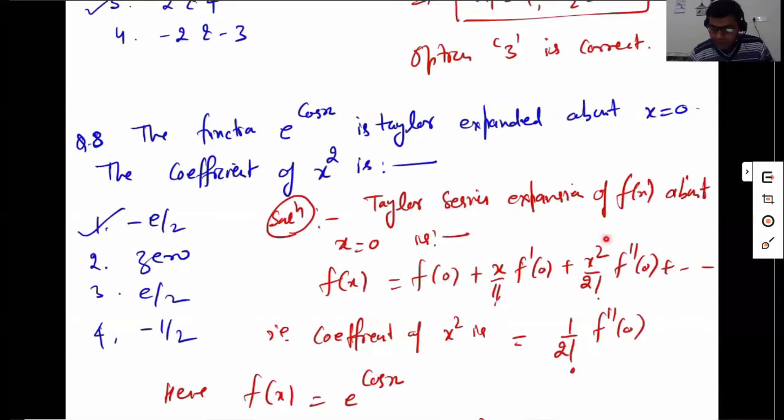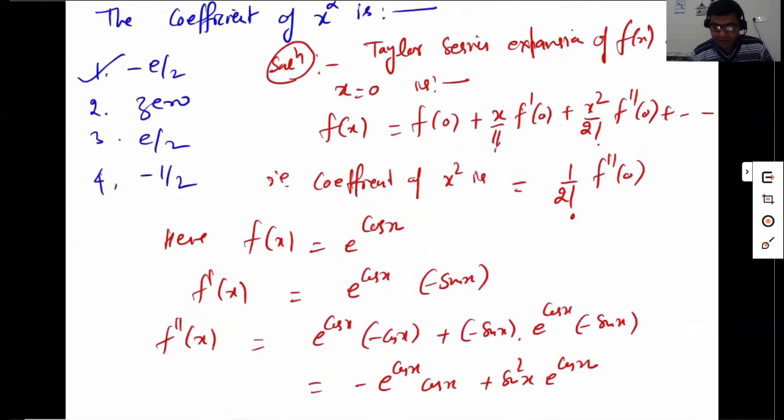The coefficient of x square occurs here if you see carefully, because the earlier terms are just values, and the only x square term comes from this expression here. Next will be x cubed. So f double prime 0 by factorial 2 is the coefficient of x square that I've written here. With this information, we need to first calculate f double prime x.